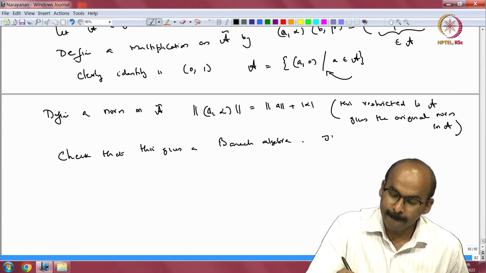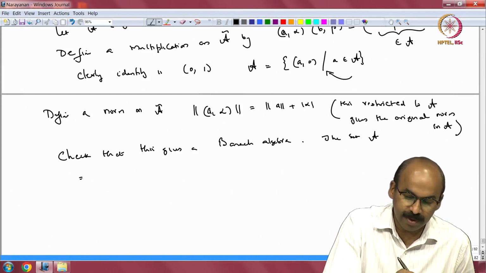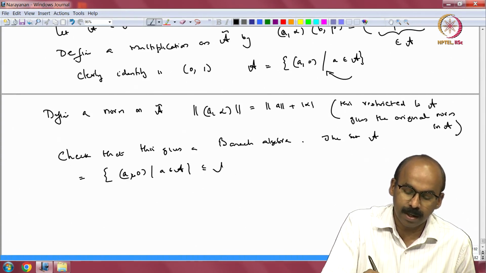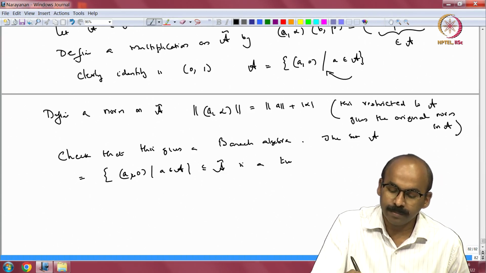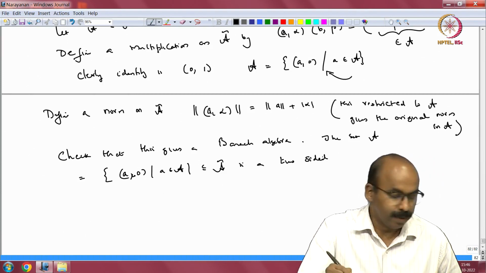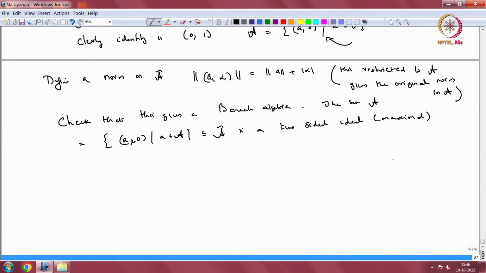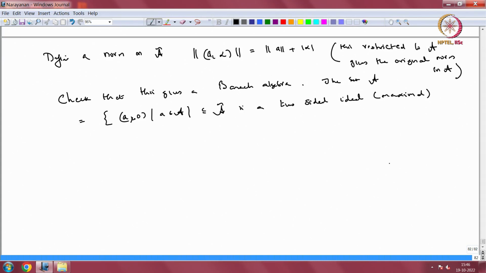The set A, so A is identified with (A, 0), with A in A, inside A tilde is a two-sided ideal and maximal, because the codimension is 1. So, these are maximal ideals. So, A is sitting inside A tilde as a maximal ideal. That is how you attach an identity to A. Then you can define the spectrum and things like that after adding the identity to a non-unital Banach algebra.